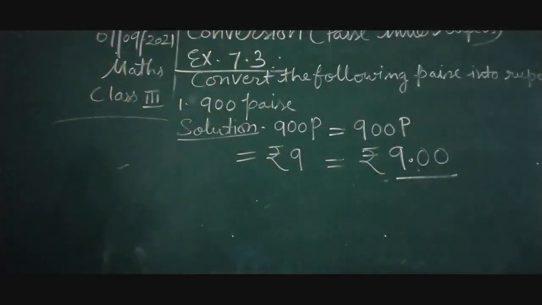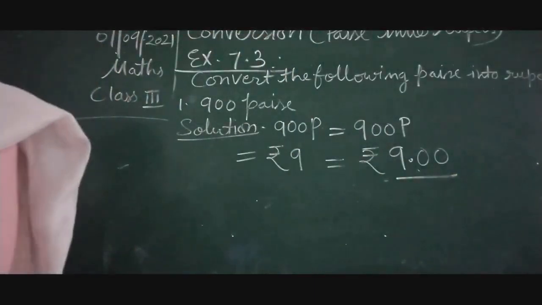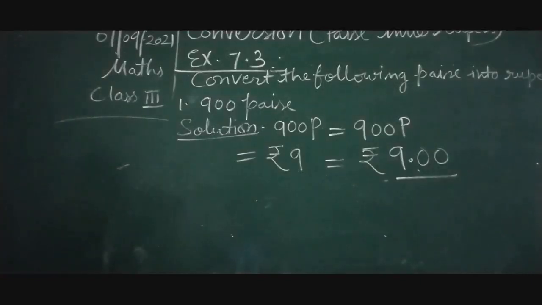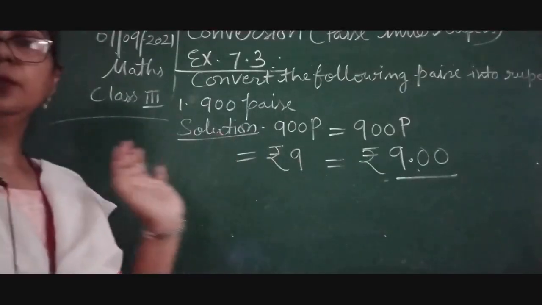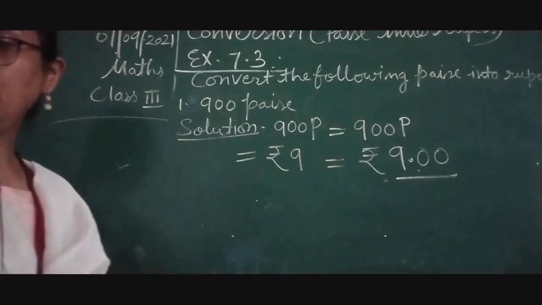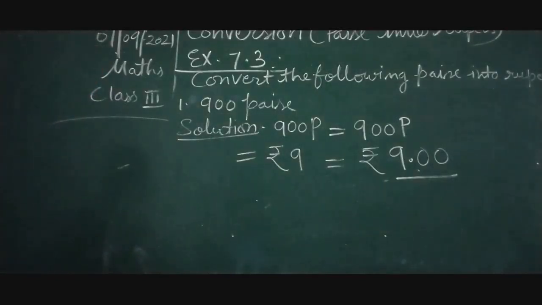Completed, children? This is number 1 that we have done. Rupees 9 is the answer. Now we will do our next one.